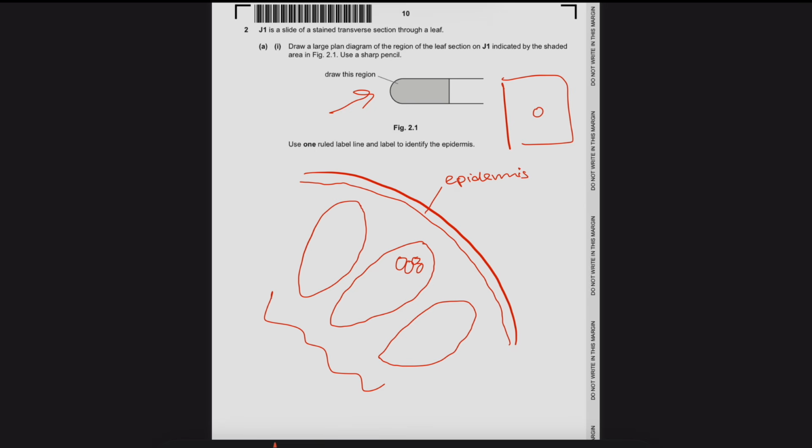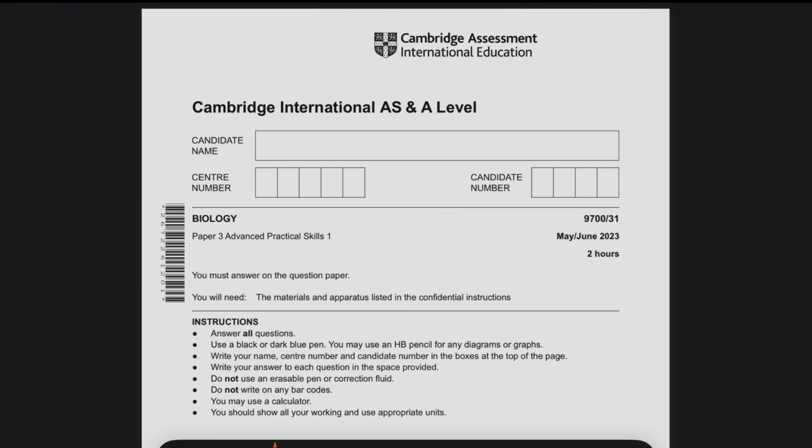And the 5th mark is the mark where they have asked us to label and identify the epidermis. When you're labeling stuff, try to make shortcuts, as in don't try to go through the whole of the cross section to label epidermis. Try to reduce the amount of overlapping that you do when you're labeling. Now I'm just going to do a few more questions from the May-June 2023 paper 31 CIE-AS biology paper.